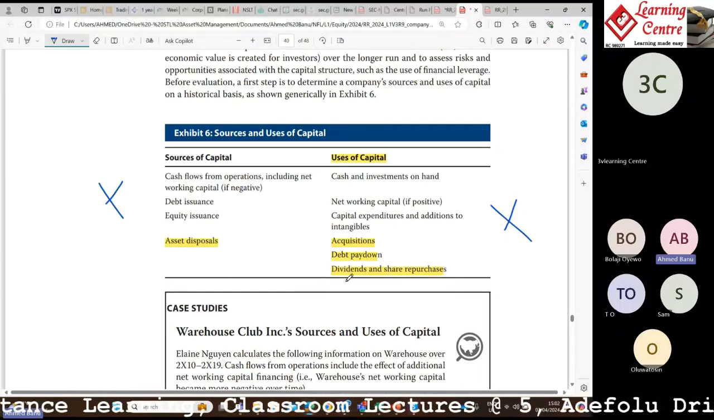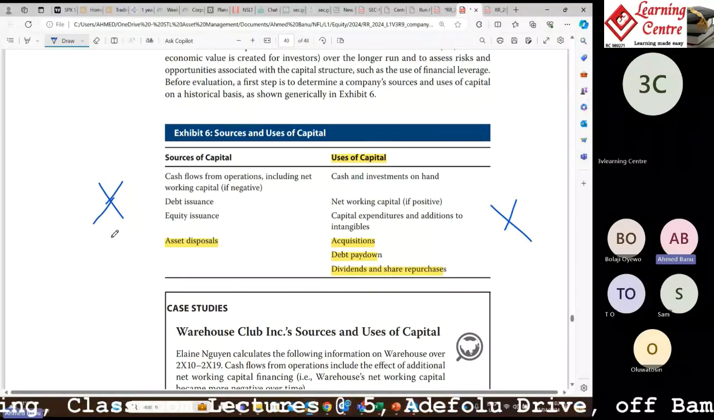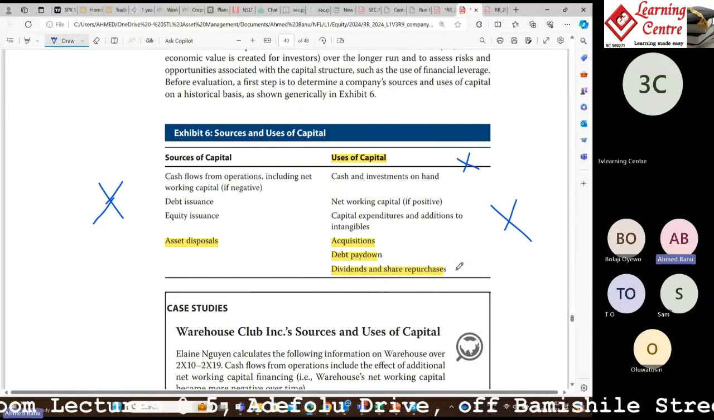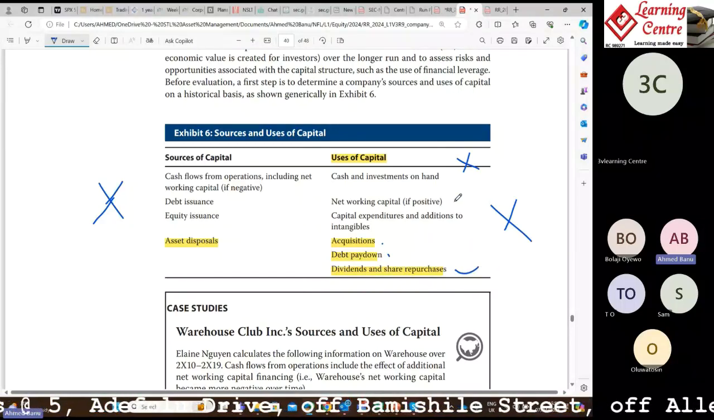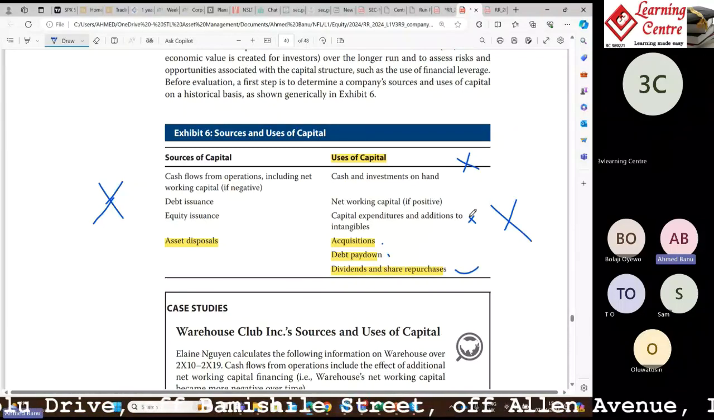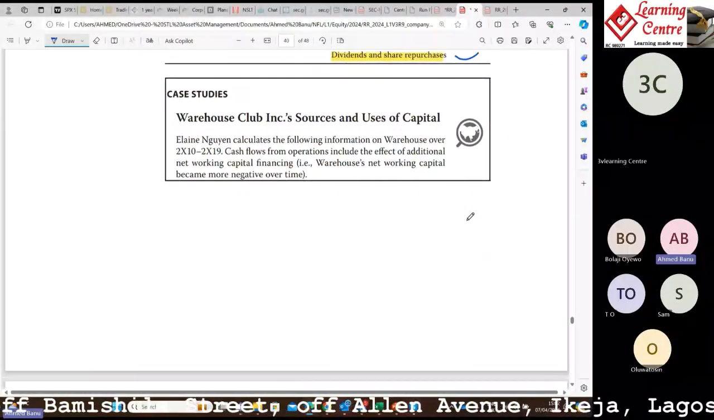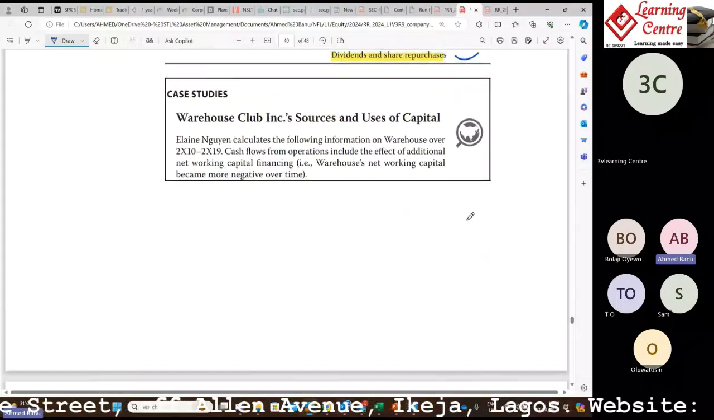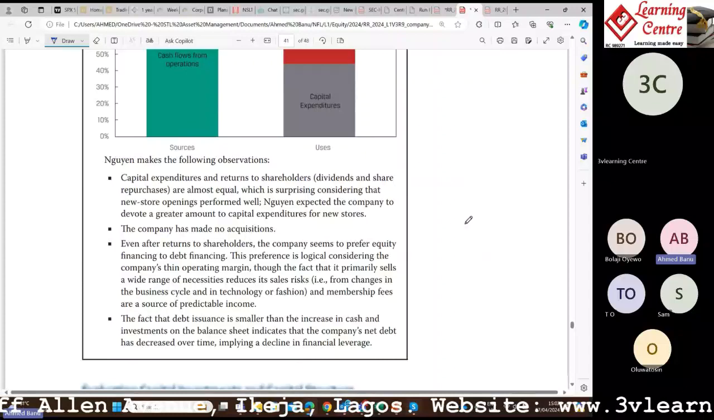Where is he raising the majority of his capital from? What source is he using to raise capital, and how does he make use of that capital? Is he paying more dividends with it? Is he paying down debt? Is he acquiring? Is he buying intangibles? Is he expanding? Is net working capital positive? We don't like negative net working capital, and all that. So you go back to that case analysis to identify that for the company.